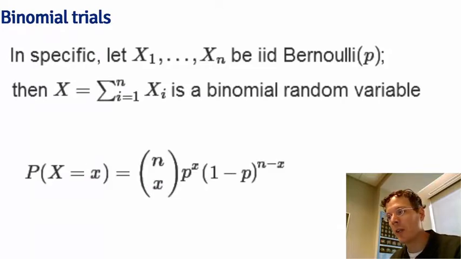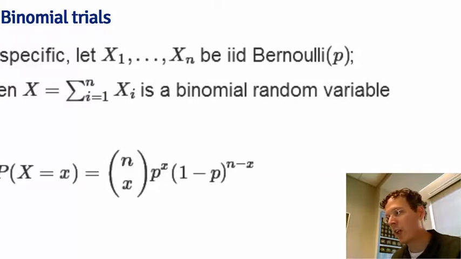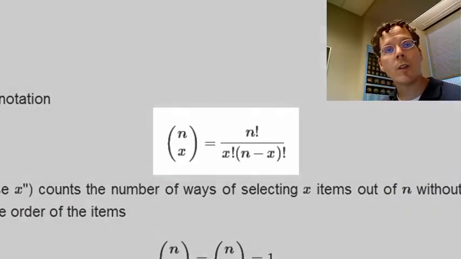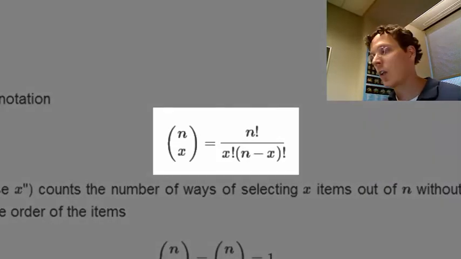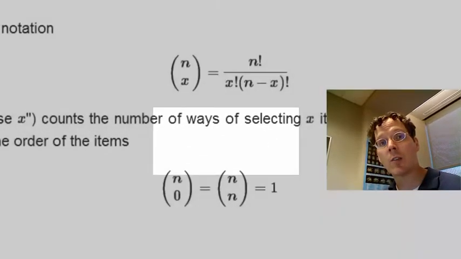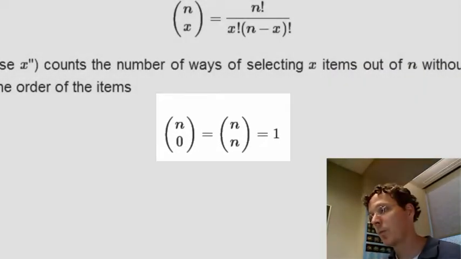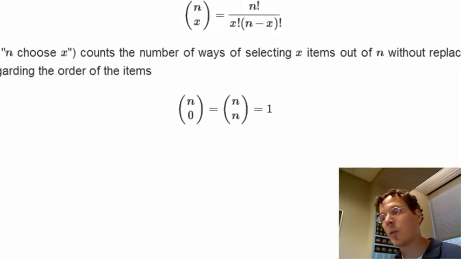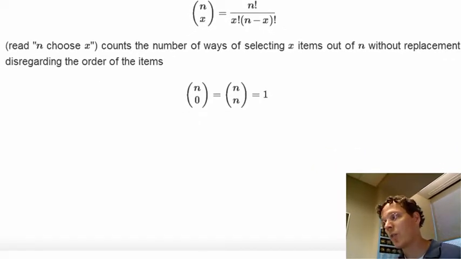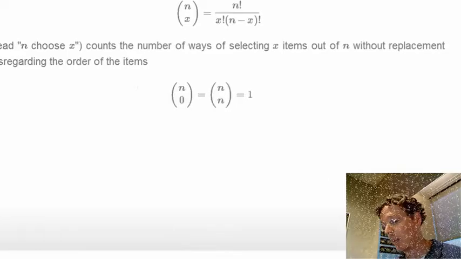The binomial mass function looks a lot like the Bernoulli mass function, though with n choose x out front. Recall that the notation n choose x stands for n factorial over x factorial times n minus x factorial, and n choose 0 and n choose n are both 1. This solves a particular combinatorial problem of counting the number of ways of selecting x items out of n without replacement, disregarding the ordering of the items.